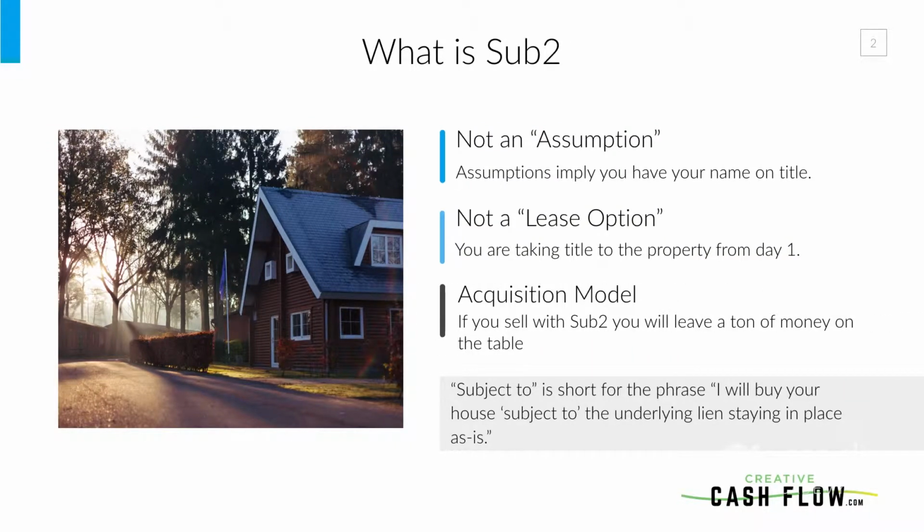Also, this is an acquisition model. Subject to is an acquisition model. Now, if you are selling with Subject to, you're leaving a lot of money on the table. Similarly, if you're buying with a wrap, you're paying way too much money. So watch the wraparound video so that you understand the differences here, but Subject to is a way for you to acquire properties.